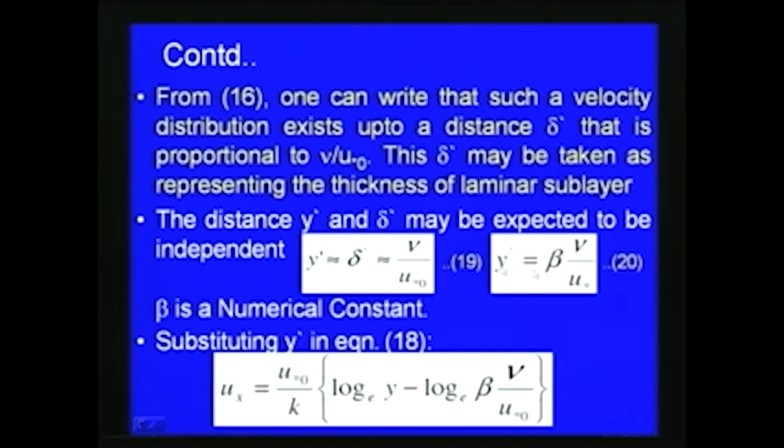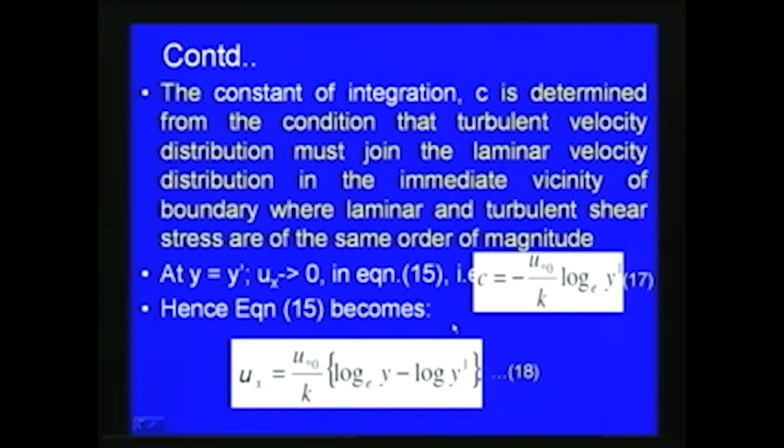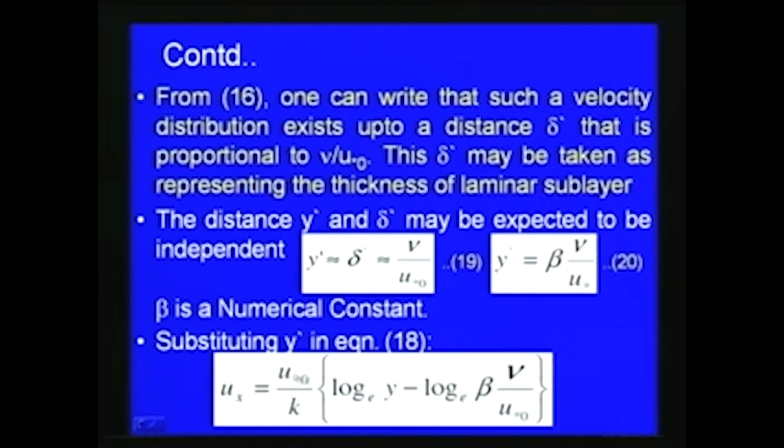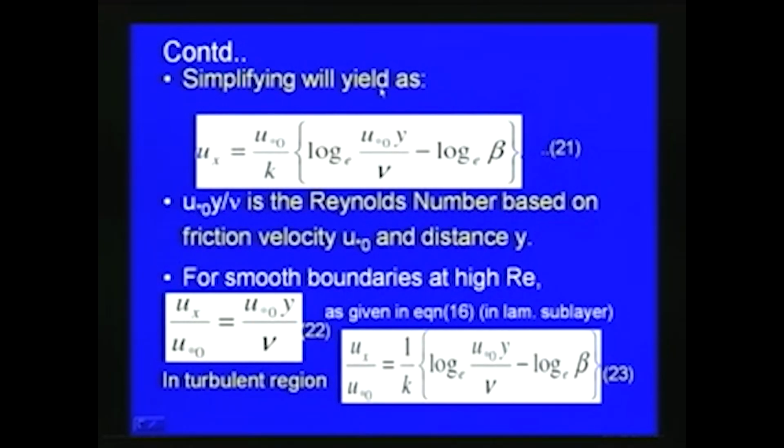If we substitute this in our previous equation number 18, we can write the velocity variation u x is equal to u star o by kappa into log e y minus log e beta into nu by u star o. By simplifying, we get the expression u x is equal to u star o by kappa into log e u star o into y by nu minus log e beta. That is equation number 21.